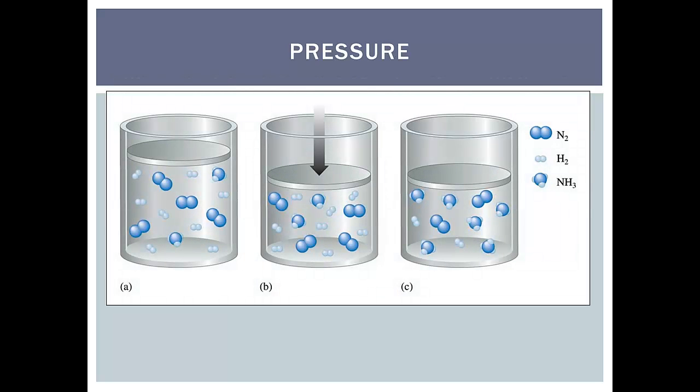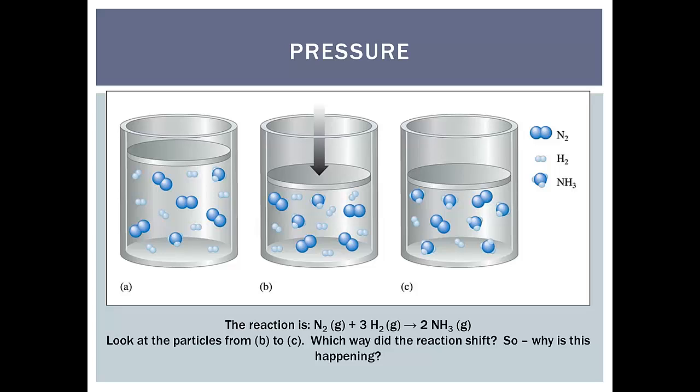So here we have our picture, again same system with nitrogen, hydrogen, and ammonia. We have our equilibrium system in A. In B, the container has been shrunk due to an applied pressure, so there's less space available. And then if you look at C, this is the effect of that increase in pressure. So if you look at the particles from B to C, which way did the reaction shift? Take a look at what you have in your containers.